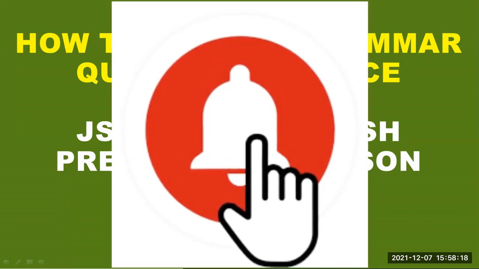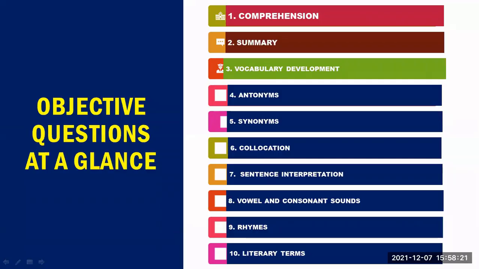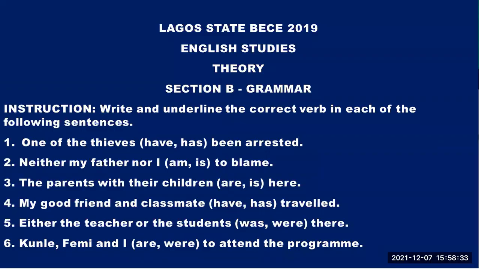Let's dive into the lesson right away. You can see the objective questions at a glance, but today we are not dealing with the objective questions. We are now going to the theory aspect. So our focus today will be on the Lagos State Basic Education Certificate Examination of 2019 English Studies Theory, specifically section B, which is grammar. So we are going to look at questions on grammar, and the instruction is as follows.